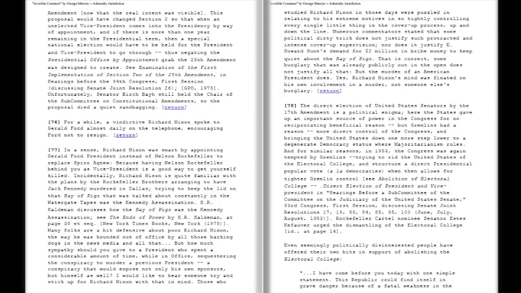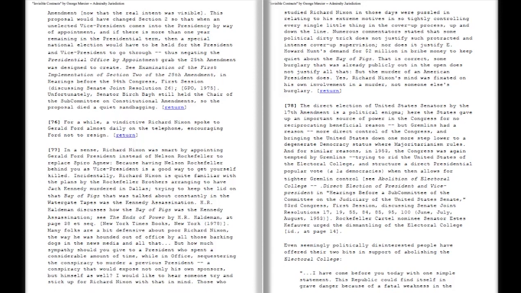The way he was hounded out of office by all those barking dogs in the news media and all that. But how much sympathy should you give to a president who spent a considerable amount of time, while in office, sequestering the conspiracy to murder a previous president, a conspiracy that would expose not only his own sponsors, but himself as well? I would like to hear someone try and stick up for Richard Nixon with that in mind.